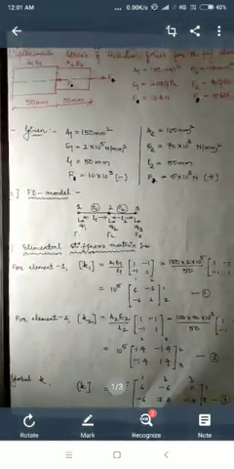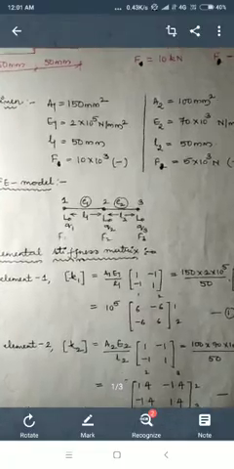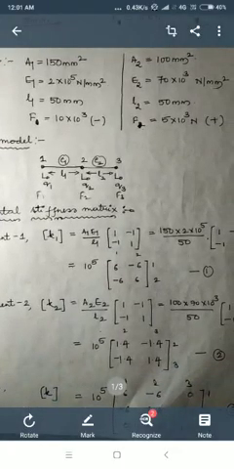Now the next step is finding the global stiffness matrix. The global stiffness matrix is nothing but the stiffness matrix for the entire element. So we will get this by adding K1 and K2. So K equal to K1 plus K2. How to add these two? See here, this is one of the important steps.